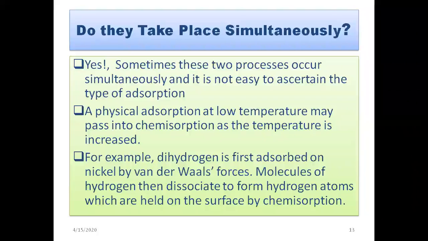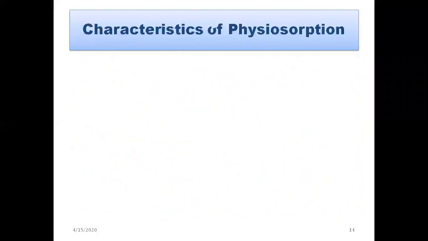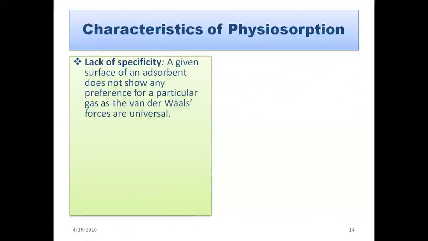Similarly, if you take manufacture of ammonia from Haber's process, take nitrogen on iron surface. Initially, nitrogen physically adsorbs on the iron surface. Upon heating, iron nitride will be formed. A chemical bond is formed. Therefore, chemisorption takes place. Let's have a detailed discussion of physisorption.